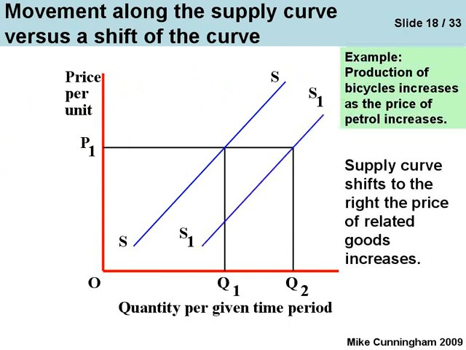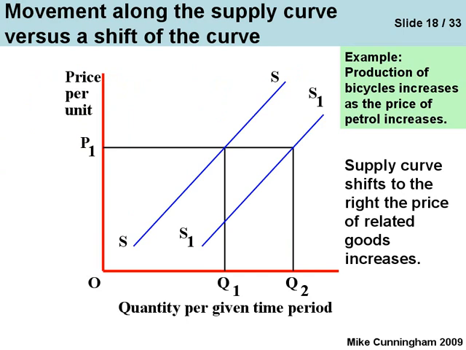For example, the production of bicycles will increase as the price of petrol increases. As the price of petrol increases, we want to substitute. We want to have an alternative means of transport, so people may buy bicycles. Price of petrol rises, the quantity of bicycles demanded or needed on the market will increase, and the supply will jump over.